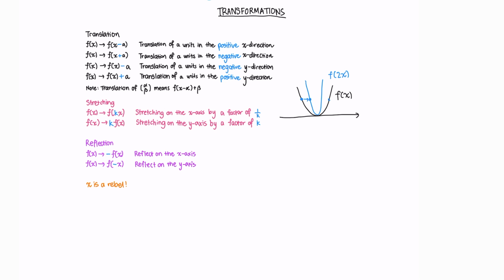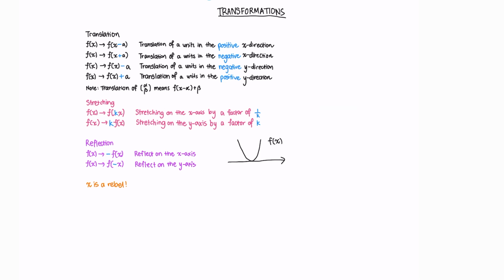So all the points get halved on the x-axis. Maybe we have a point over here, (2, 1). This point over here becomes (1, 1). This 2 over here gets halved because we're stretching in the x direction by a factor of half. Again, maybe this point is (-2, 1). This point over here will be (-1, 1).